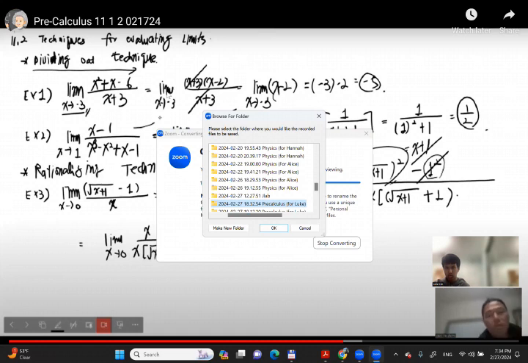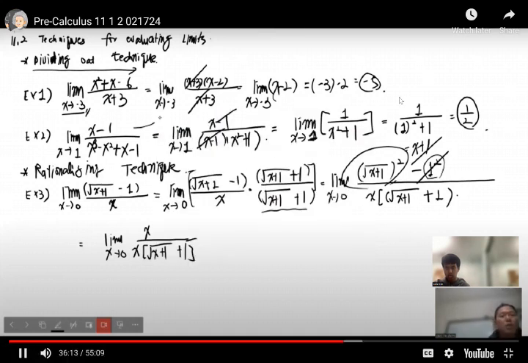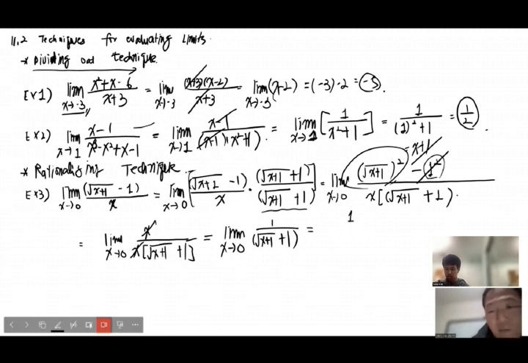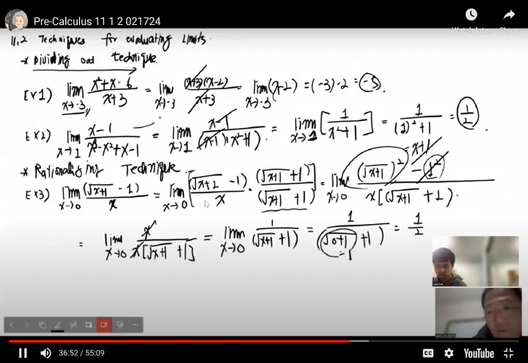Both numerator and denominator have the common term x, so it can be cancelled out. The remaining term is 1 over (square root of x + 1 plus 1). We want the value of that function as x goes to 0. We plug that in, and it is 1 over (square root of 1 plus 1). The square root of 1 equals 1, so that should be 1 over 2.